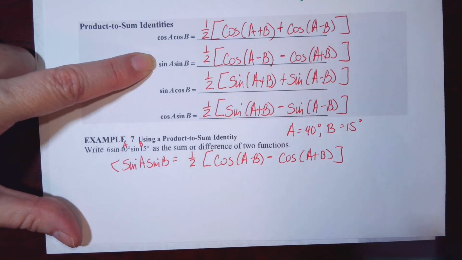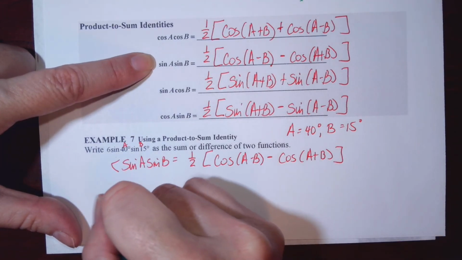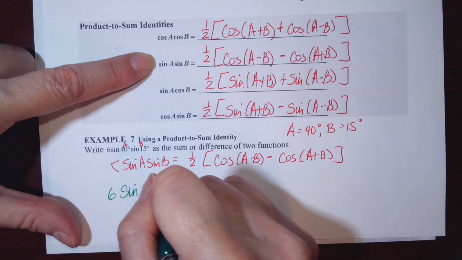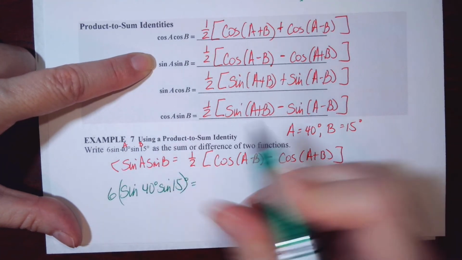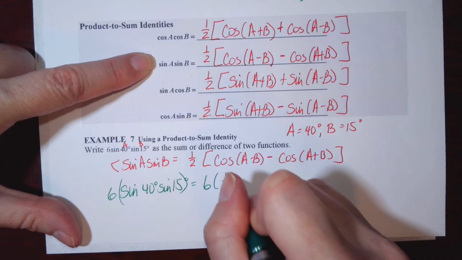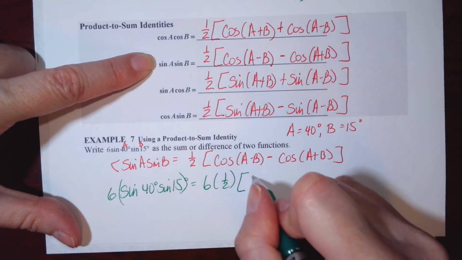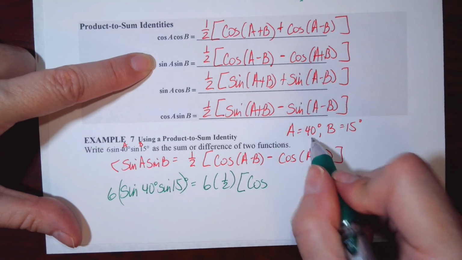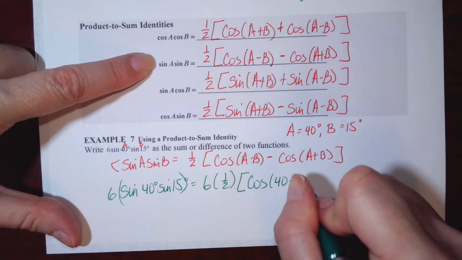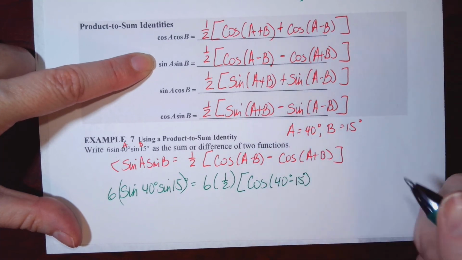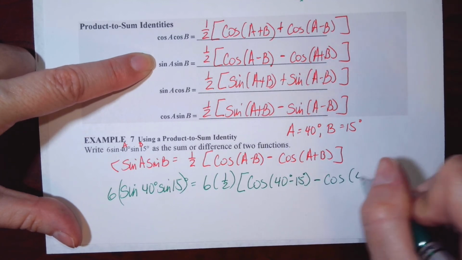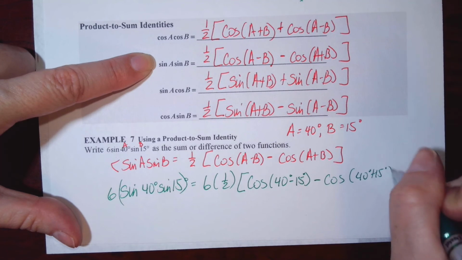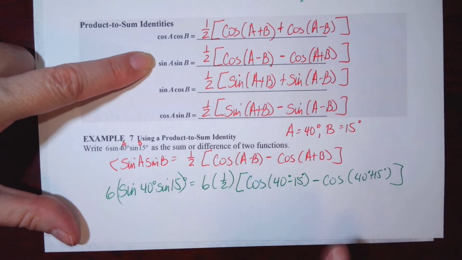So let's use that. We're going to say, okay, I've got 6 sine of 40 degrees, sine of 15 degrees. So that's going to be equal to 6 times 1/2 times cosine. Well, A is 40 minus 15, all degrees, don't forget your degree symbols, minus cosine of 40 plus 15. I'm just plugging in what I'm given.